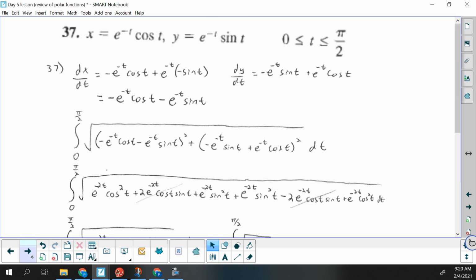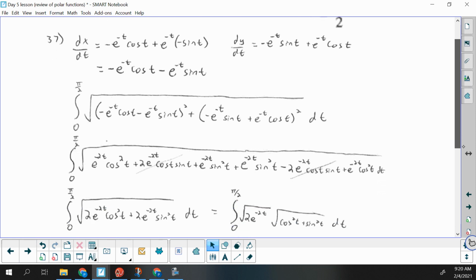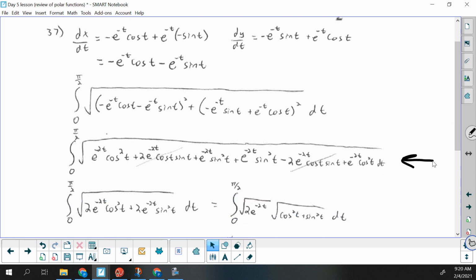37, another arc length. So do your dx over dt, which you had to do a product rule. Do your dy over dt, which you also had to do a product rule. We'll square those and add them together, put it under a radical. When you multiply it out, we end up getting this step here.